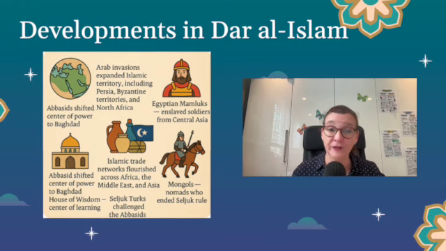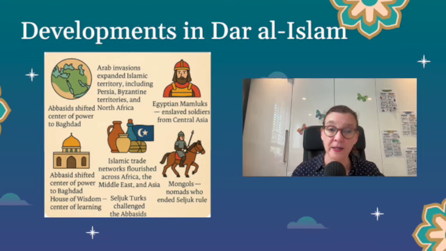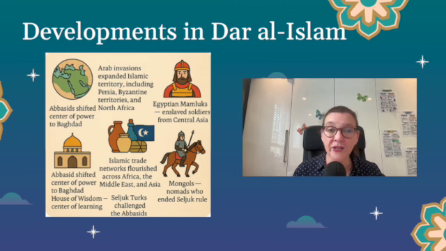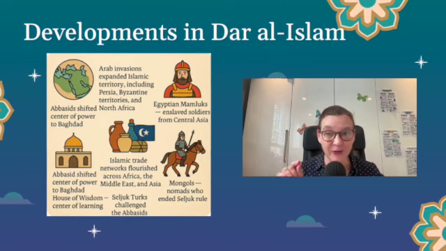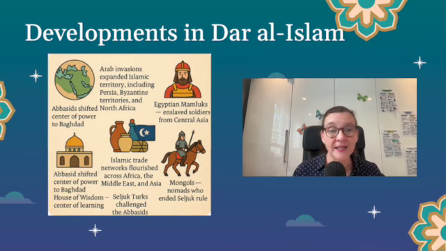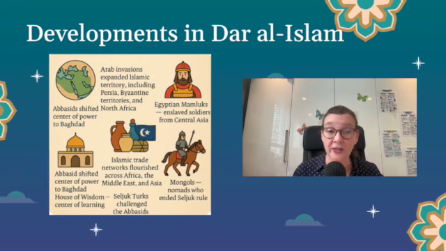The Abbasid Caliphate moved the capital to Baghdad, shifting power from the Arabian Peninsula to Persia and Mesopotamia. This sparked a golden age of science, medicine, and learning. And one highlight, which is really important for the exam, the House of Wisdom in Baghdad. This was an academic center where scholars from all backgrounds translated and preserved ancient texts.